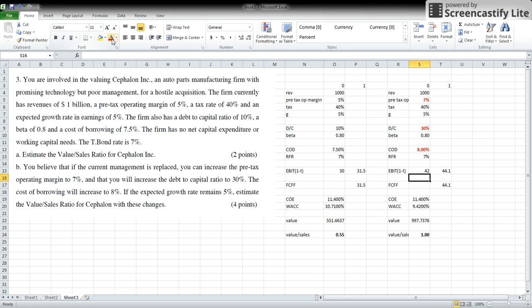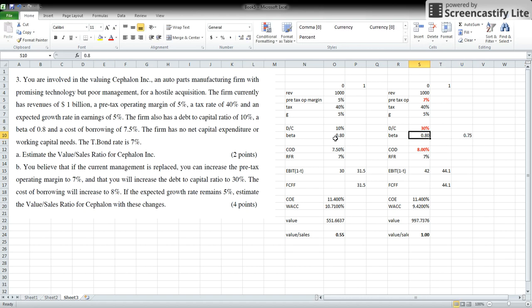No, that's slightly naive because once your debt to capital changes, as a result of that, your beta is going to change. So the beta is no longer going to be 0.8. First, you need to unlever this 0.8 using the previous debt to equity ratio. So this is 1 plus the 1 minus tax rate, which is this, into the debt to equity, which, if debt to capital is 10%, then debt to equity is 1 over 9.